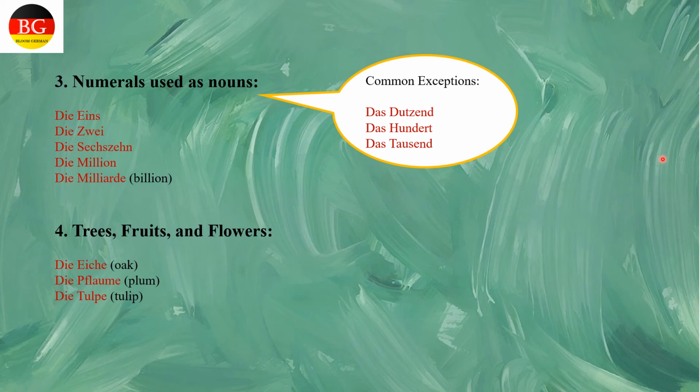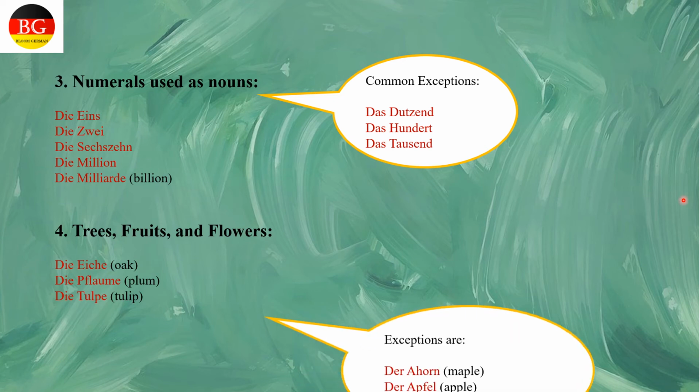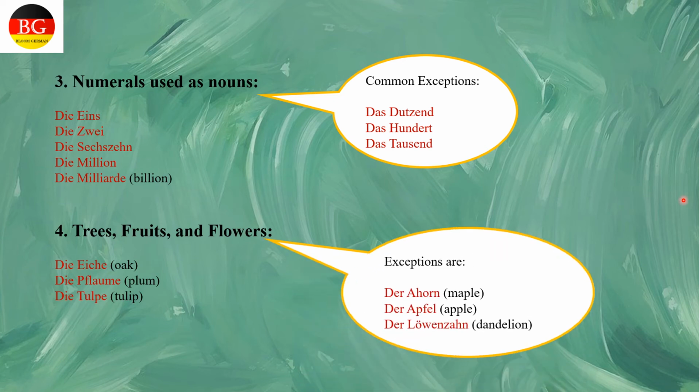Trees, fruits and flowers are also with the feminine form. Die Eiche, die Blume, die Tulpe. Exceptions are der Ahorn, der Apfel, der Löwenzahn.